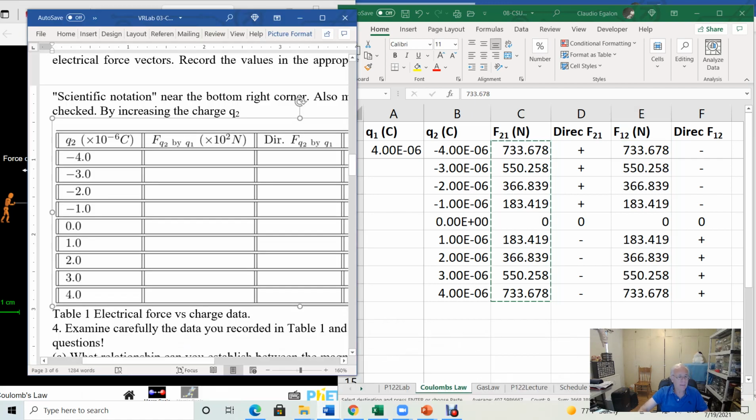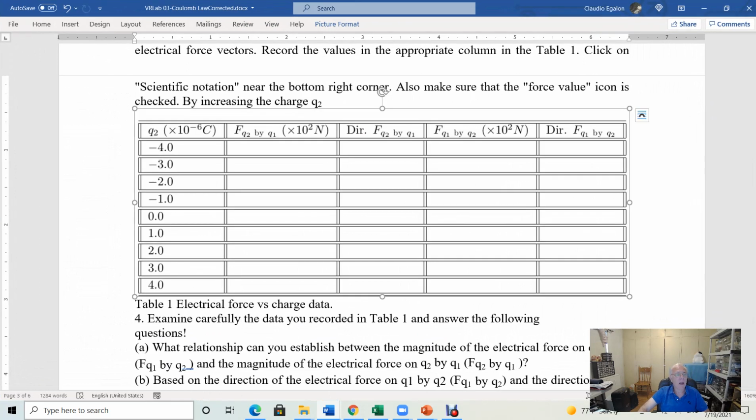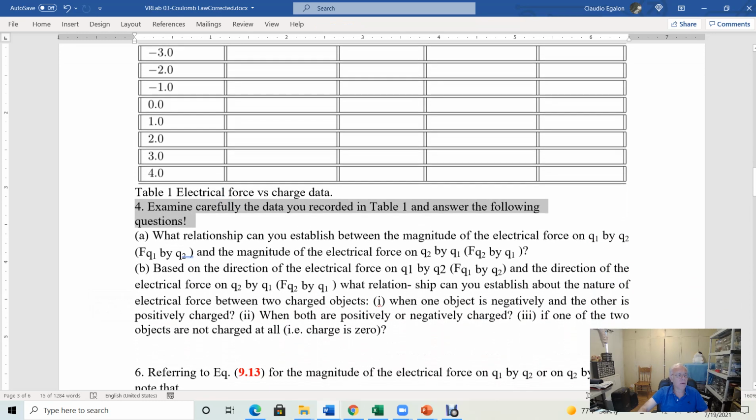Go back. We got our table. Examine carefully the data recorded in table 1 and answer the following questions. What relationship can you establish between the magnitude of the electric force of Q1 by Q2 and the magnitude of the electric force of Q2 by Q1? They are equal. Okay? Just like Newton's third law of motion. When 2 objects interact, the magnitude of the force of 1 on 2 is equal to the magnitude of the force of 2 on 1.